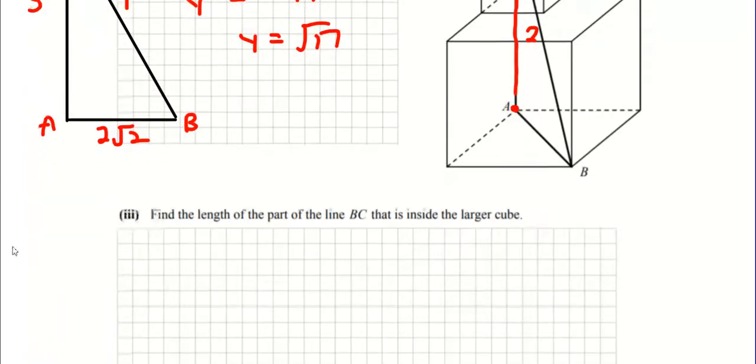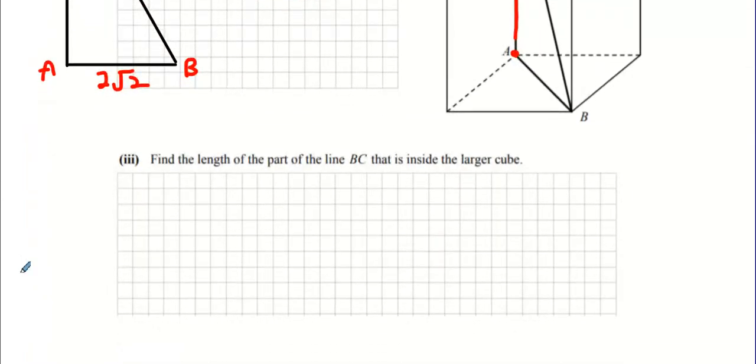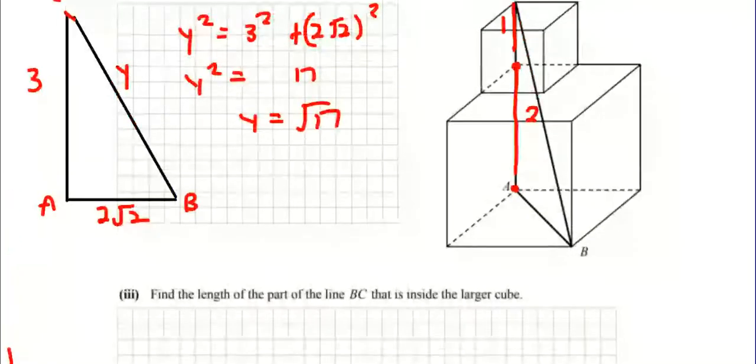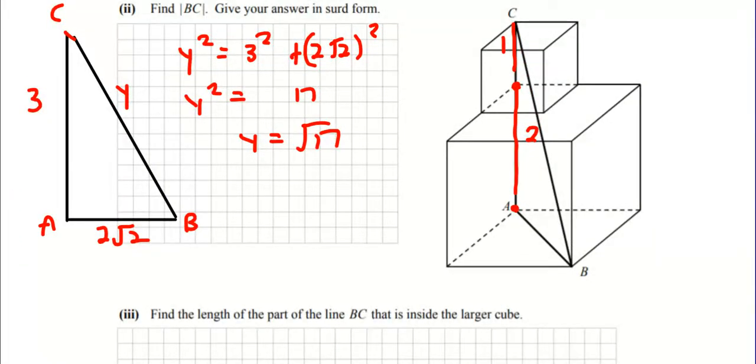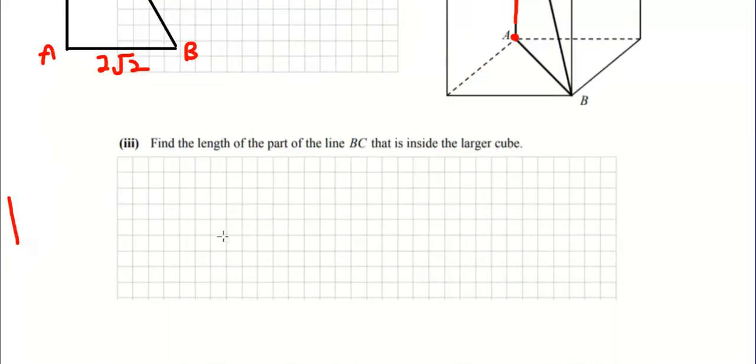Okay, last one. Find the length of the part of the line BC that is inside the larger cube. So the length of BC that is inside the larger cube. What we're going to do here is similar triangles, to my knowledge. I'll pause it for a second. Okay, so we're going to use similar triangles using the last diagram. So here's what we're going to do.